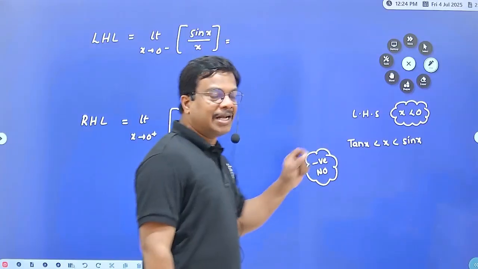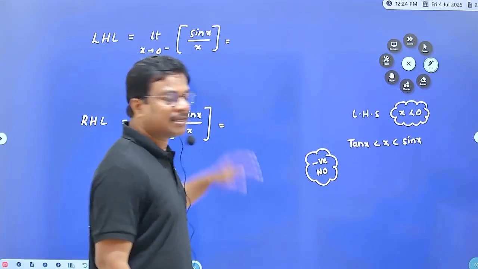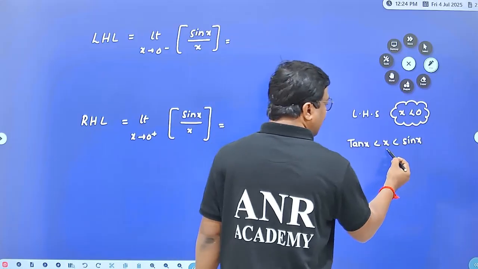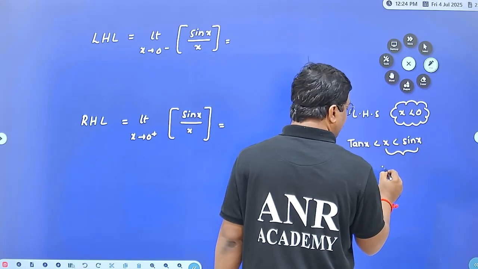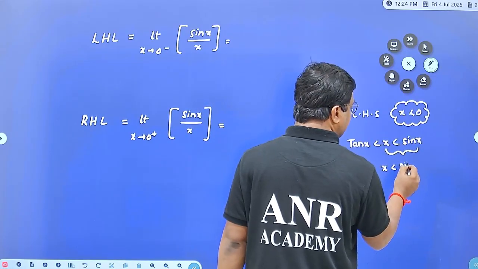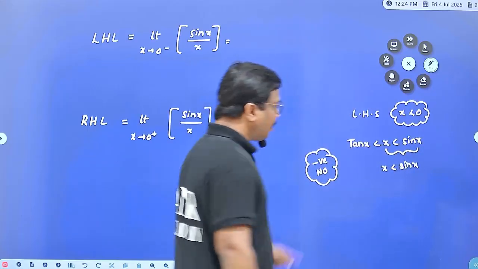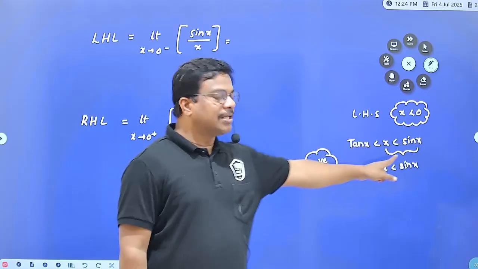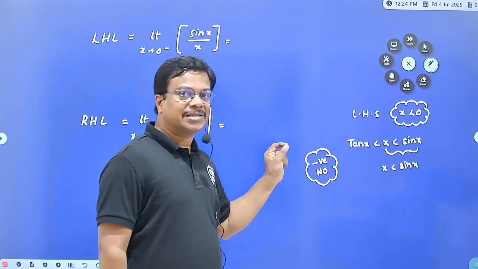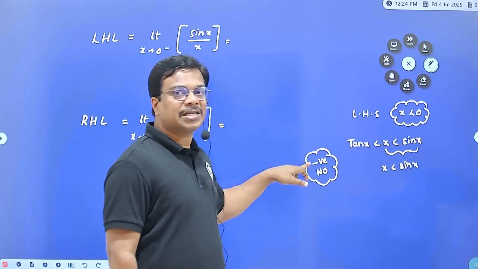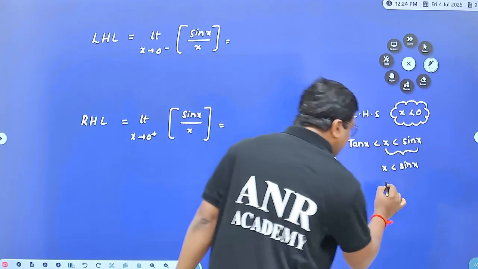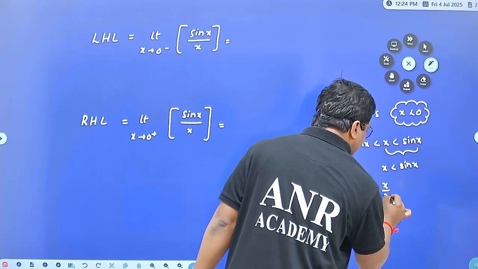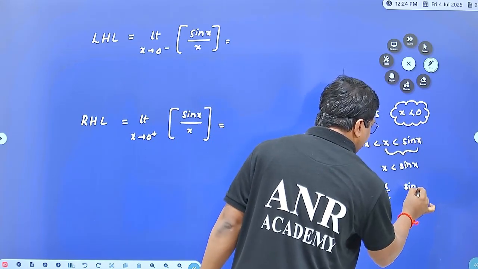You need the relation between sin x and x. So let us select this one. You have x less than sin x. Now we are going to divide each term with small x, and the small x quantity is negative. First I am going to divide with x here and then here.